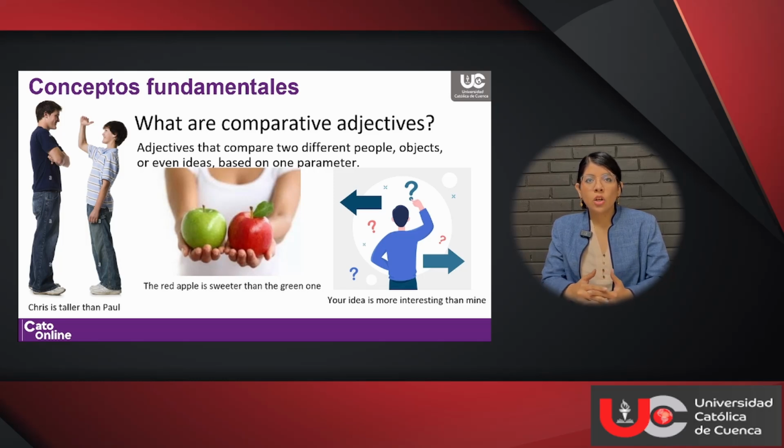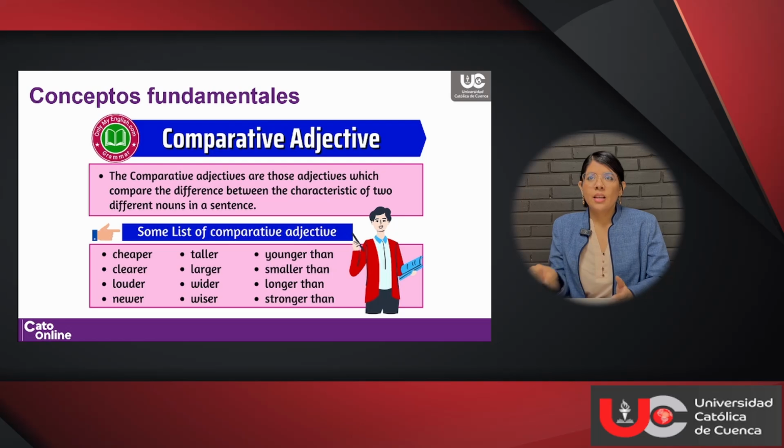Chris is taller than Paul. The red apple is sweeter than the green one. Your idea is more interesting than mine. Okay, see how we are comparing these different aspects using comparative adjectives. So basically, comparative adjectives are those adjectives which compare the difference between the characteristic of two different nouns in a sentence. Okay? Let's take a look at some of those comparative adjectives.